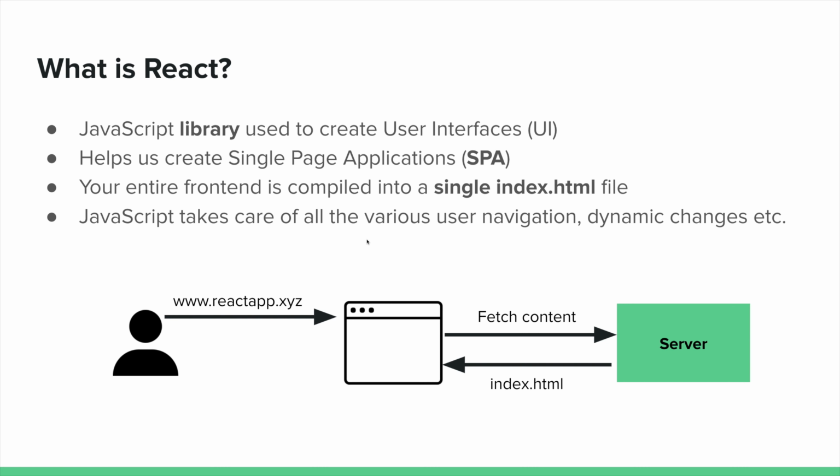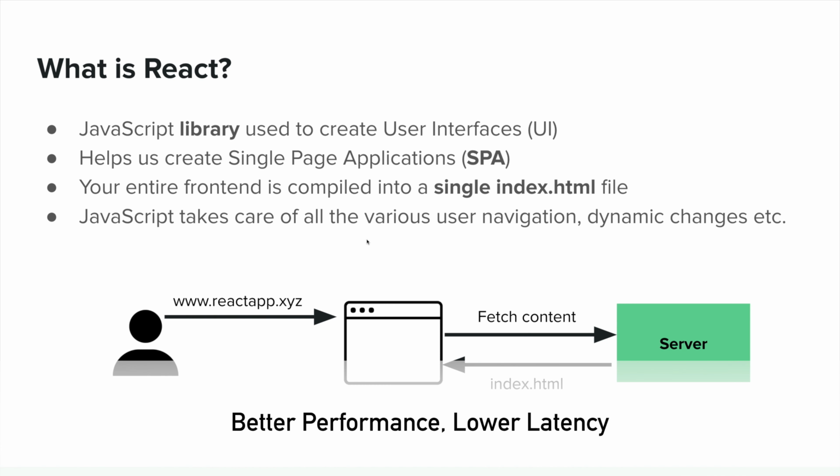So in the case of React, our code is written in JavaScript, and here JavaScript takes care of all the various user interactions. From navigation to dynamic UI updates, everything is handled by the front-end logic that we write in JavaScript. Because of this, our end users get to enjoy reduced wait times because no additional server calls are made. Everything is bundled into the front-end logic itself, and contained within this index.html file. Hence, we see improved performance and reduced latency as well.